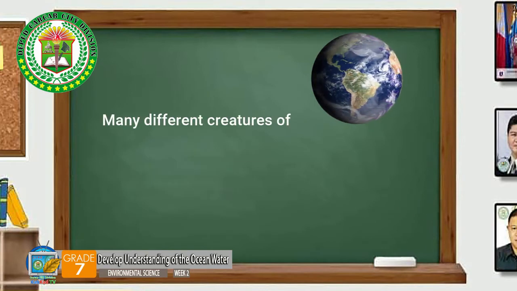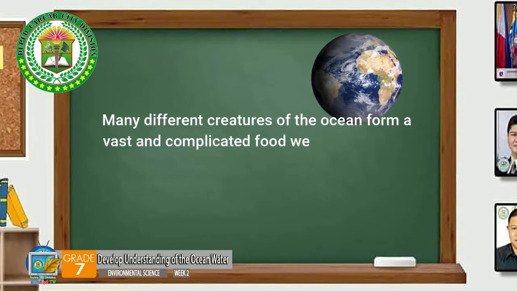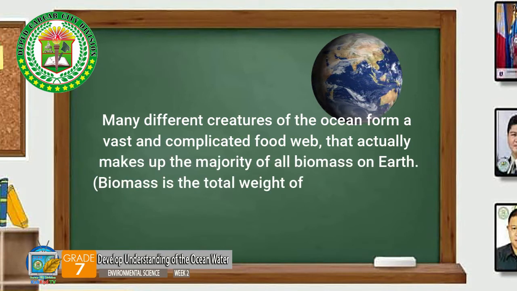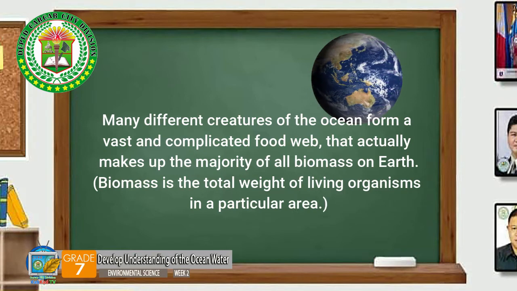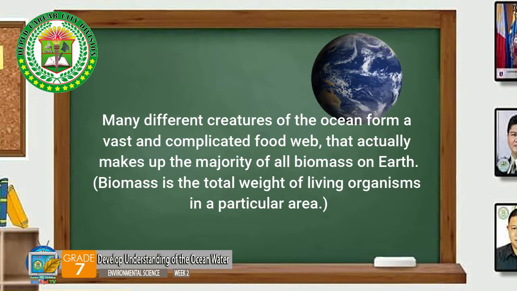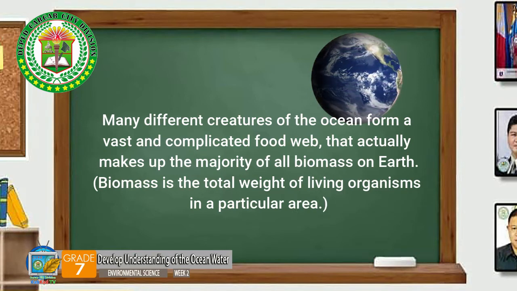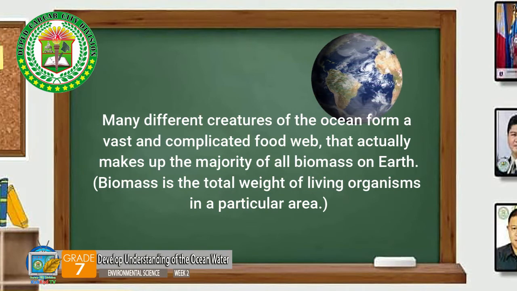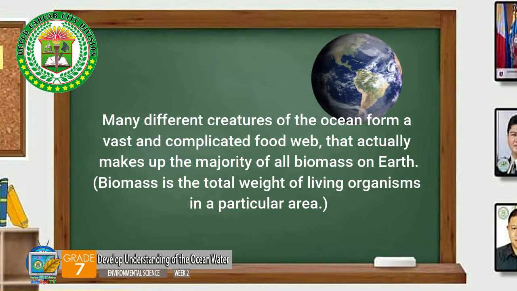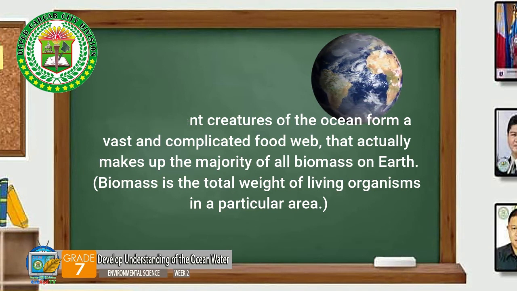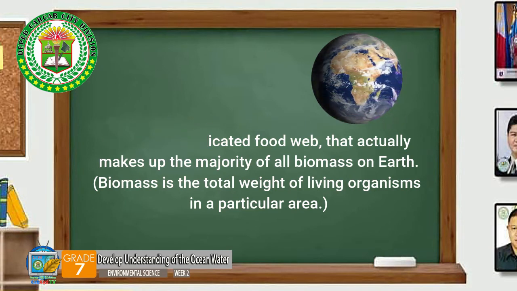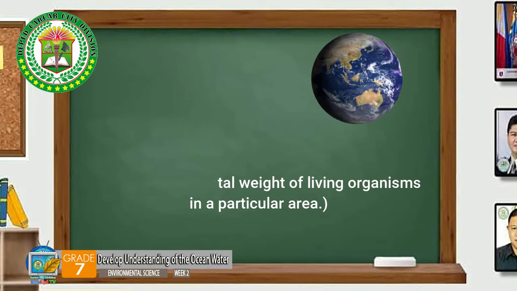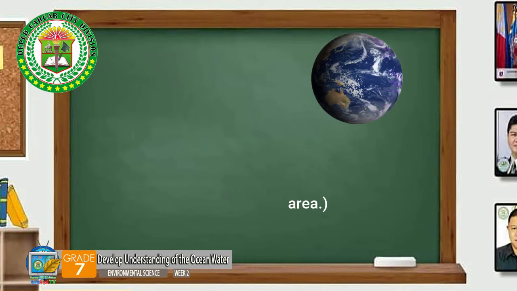Many different creatures of the ocean form a vast and complicated food web that actually makes up the majority of all biomass on Earth. What is biomass? Biomass is the total weight of living organisms in a particular area.